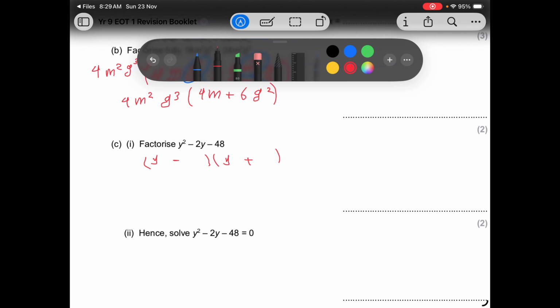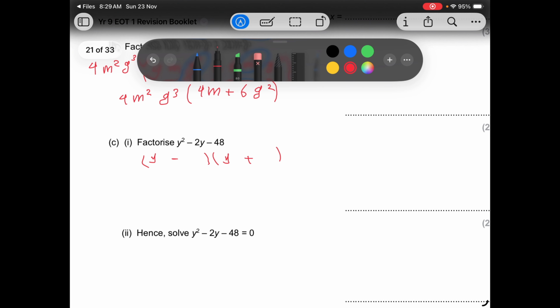Okay, the addition is minus 2. Why minus 2? The linear coefficient, we call this linear coefficient. Okay, the guy multiplied by y, and this is the constant term, you know. So here it will be 8 and what? 8 and 6. Why 8 and 6? Because if you multiply them, you have minus 48. If you add them together, it will be minus 2.